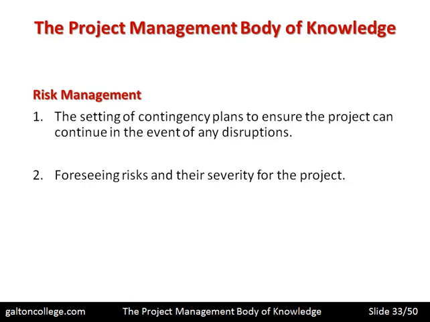Next, unforeseen risks and their severity for the project. Unforeseen risks are ones which just crop up, and they may be devastating for the project. But trying to anticipate these in advance is always a good idea. Trying to anticipate what can go wrong and having some sort of plan in place that should this arise, then the fallback position is whatever. So trying to foresee what the risks are.